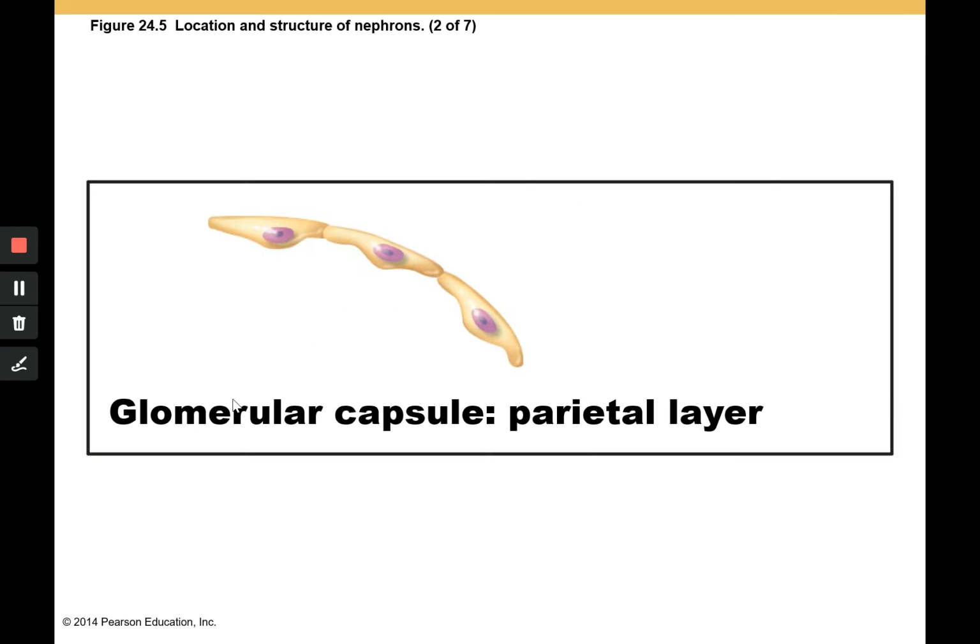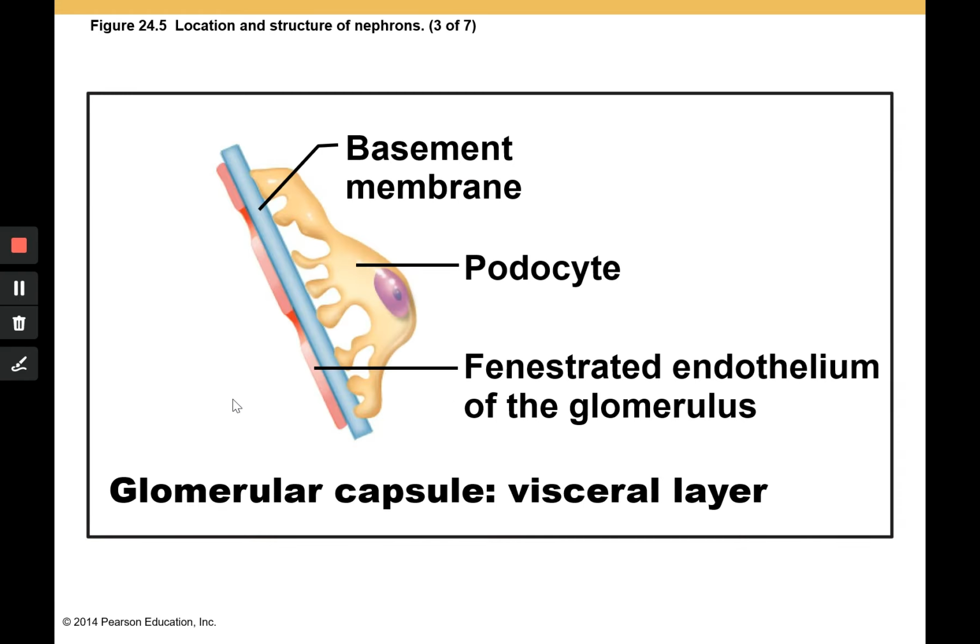Let's actually look at these structures. Here's the parietal layer. It's not really functioning in filtration. It's just there to help complete the cup, which is our capsule. So simple squamous epithelium works just fine. Now here's our foot cell. Looks a little creepy.